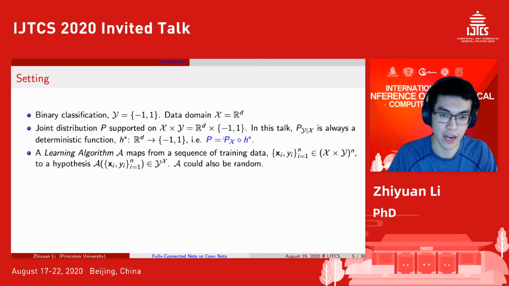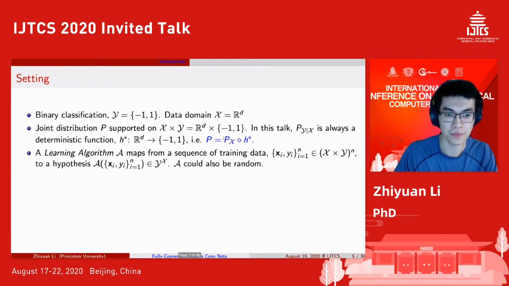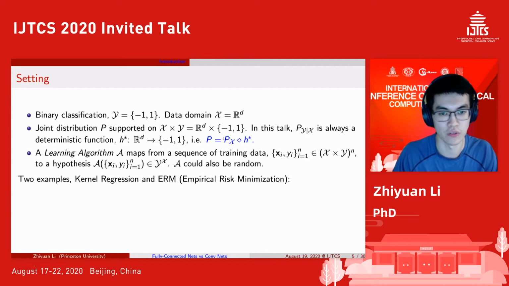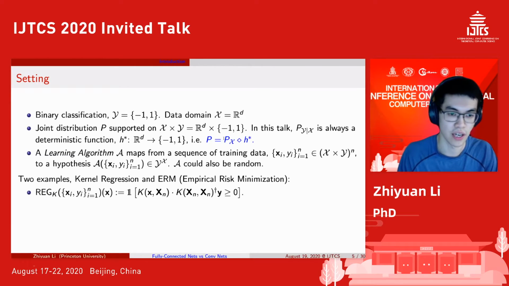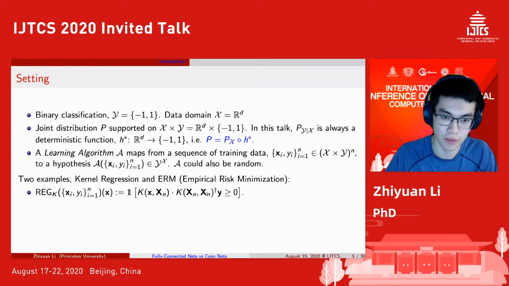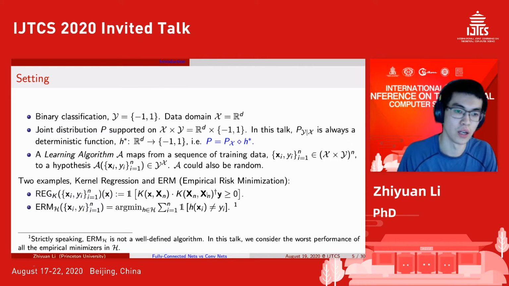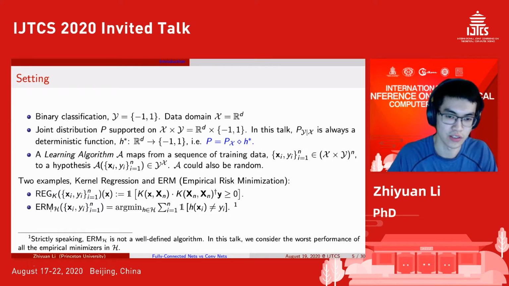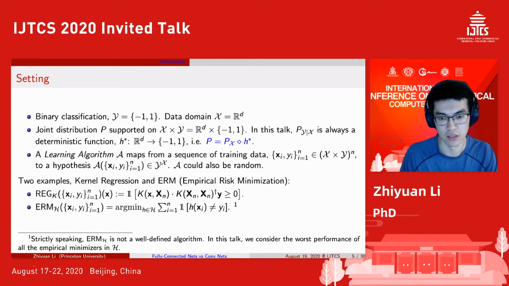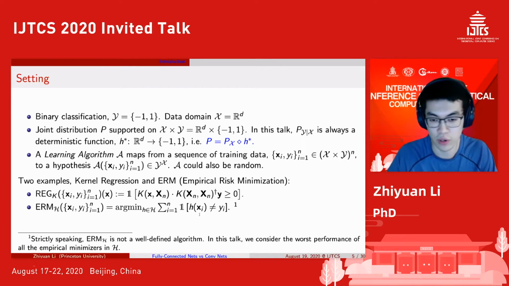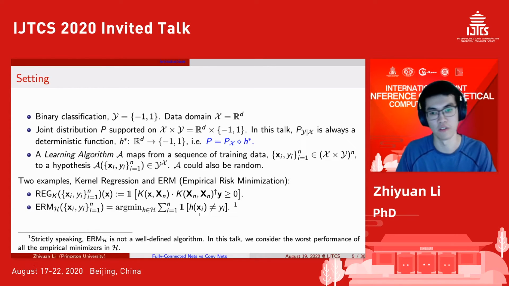We also define a learning algorithm. It is a mapping from a sequence of training data to a hypothesis. A can be random. To make it more concrete, I will give two examples of algorithms. The first example is kernel regression, where K is a kernel, the dagger is the pseudo-inverse, and K(Xn, Xn) is the empirical n-by-n kernel matrix on the training dataset. The second is ERM, empirical risk minimization, which is just to find the minimizer among the hypothesis class H such that the empirical error is minimized. Strictly speaking, ERM-H is not a well-defined algorithm because there could be multiple minimizers. In this talk, we always consider the worst-case performance of all the empirical minimizers in H when we talk about the performance of ERM.